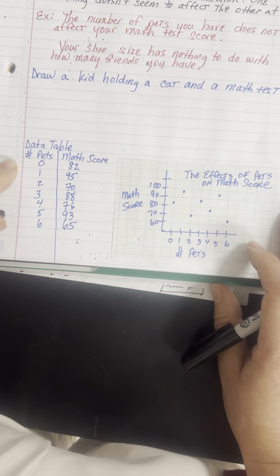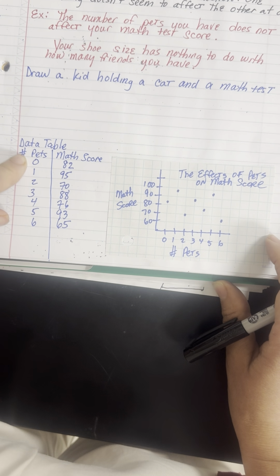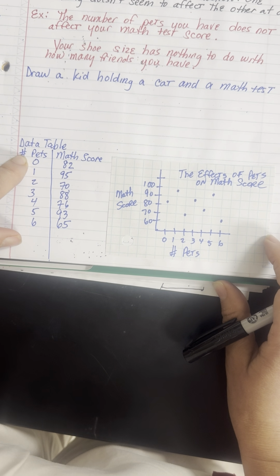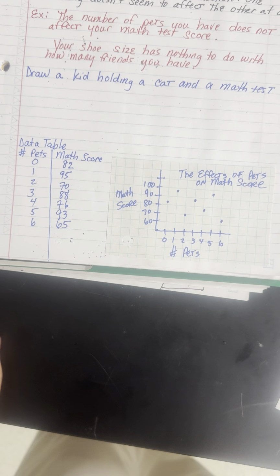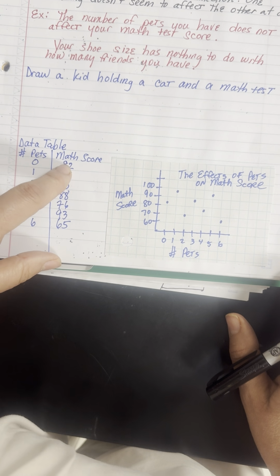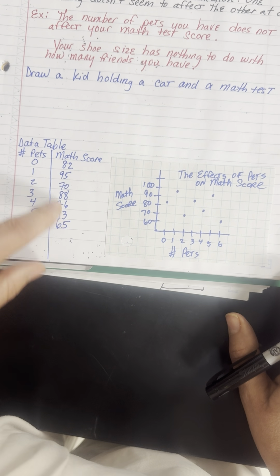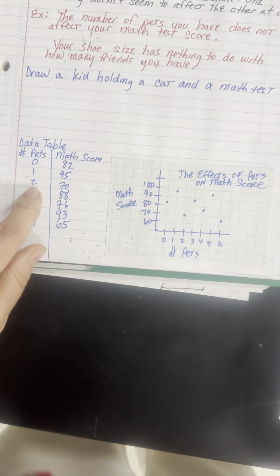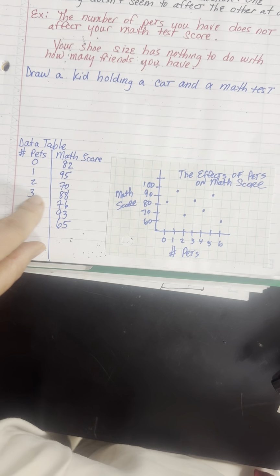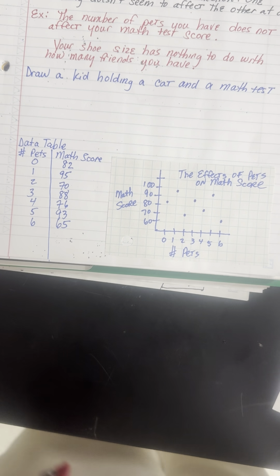Your data table, set it up. So you have 0 pets, 1, 2, 3, 4, 5, 6 pets, and you tabulate math scores with the amount of pets. So with 0 pets, you got an 82. Someone had 1 pet, they got a 95. Another person had 2 pets, they got a 70. 3 pets, an 88, and so on.